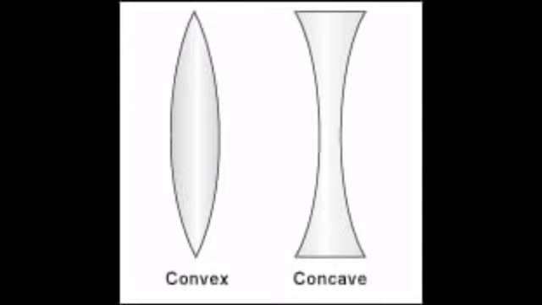Convex or biconvex lens is a lens bounded by two spherical surfaces such that it is thicker at the center than at the edges. A beam of light passing through it is converged to a point. So, a convex lens is also called a converging lens. Number 2, concave or biconcave lens. It is a lens bounded by two spherical surfaces such that it is thinner at the center than at the edges. A parallel beam of light passing through it is diverged or spread out. So, a concave lens is also called a diverging lens.